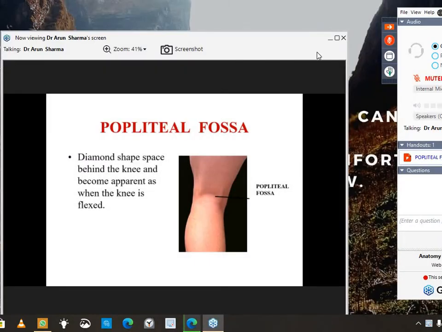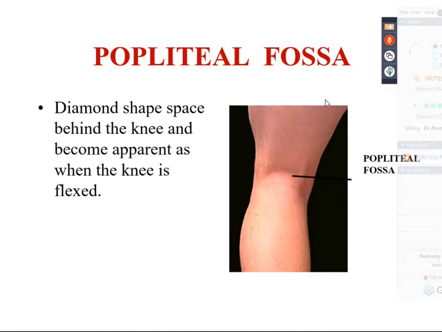So, good morning, all. Today's topic for the day is your popliteal fossa. I think I'm audible to all and my screen is visible to all. Message me if there is any problem. So, starting with popliteal fossa.